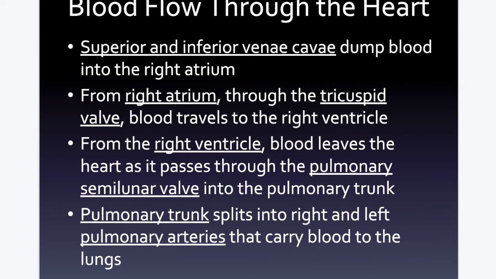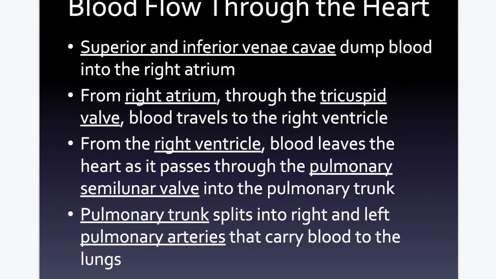From the right ventricle, blood is going to leave the heart. It's going to pass through the pulmonary semilunar valve, or the pulmonary valve. It's going to go into the pulmonary trunk. That's then going to split into the right and left pulmonary arteries, and that blood gets taken to the lungs.